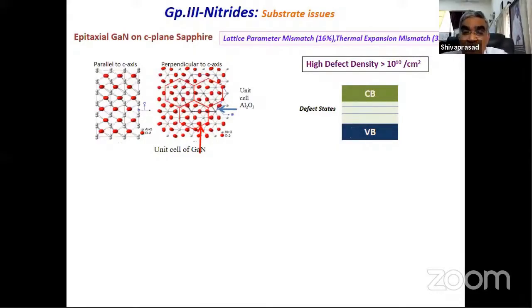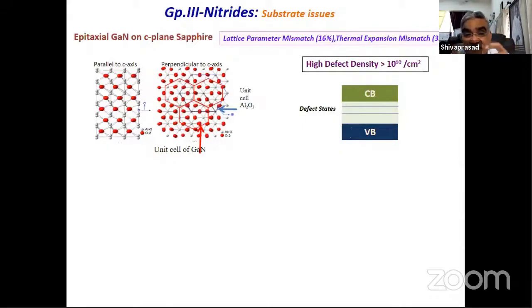So what we do is we put thin films of gallium nitride on some substrate. If I want to make a thin film, I have to grow it on some surface, and that surface is called a substrate. But there is no surface which has the same lattice parameter as gallium nitride. You understand? We call this a lattice parameter mismatch.